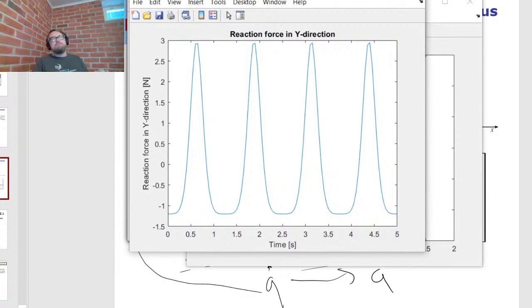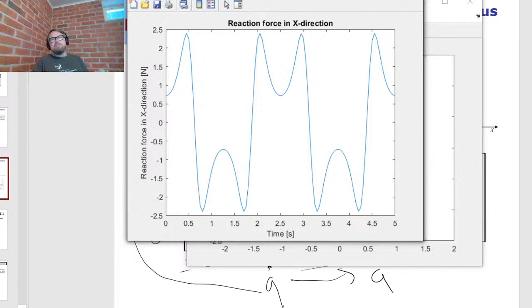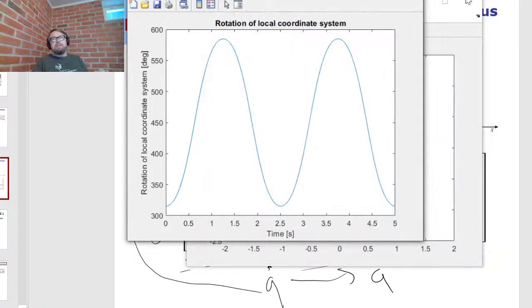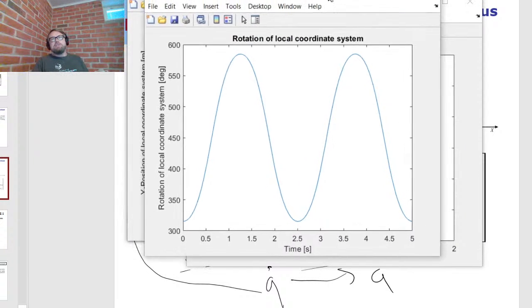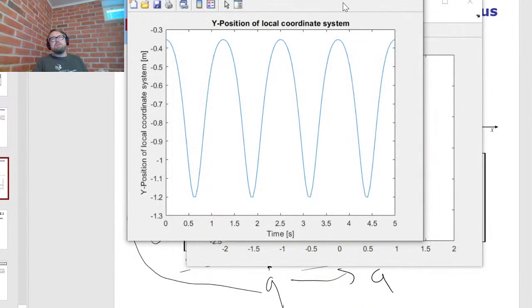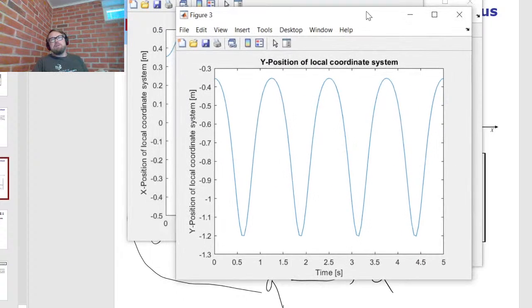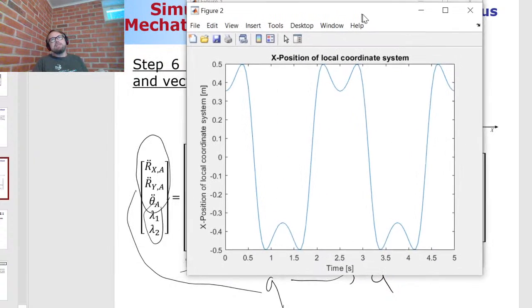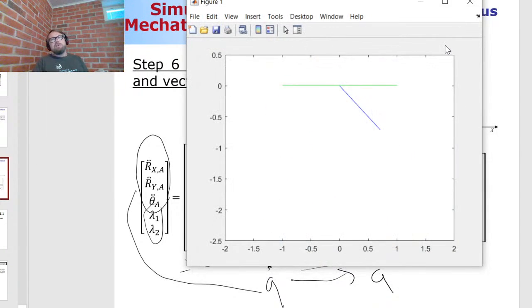So here are my reaction forces. Here are reaction forces in another direction. This is the rotation of the local coordinate system. This is the position of the local coordinate system in the global x-axis, y-axis, and so on and so forth. So I'm able to do it.